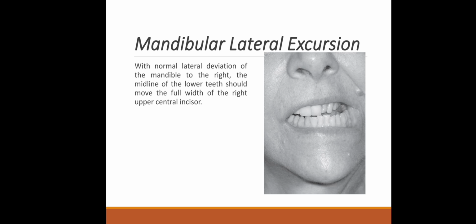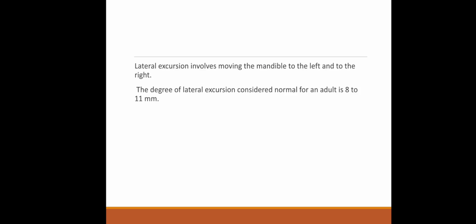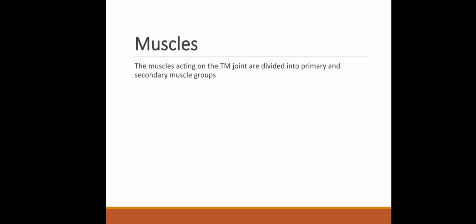Mandibular lateral excursion. The normal lateral deviation of the mandible is to the right of the midline. The lower teeth should move the full width of the right upper central incisor. Lateral excursion involves moving the mandible to the left and to the right. The degree of lateral excursion considered normal for an adult is 8 to 11 millimeters.